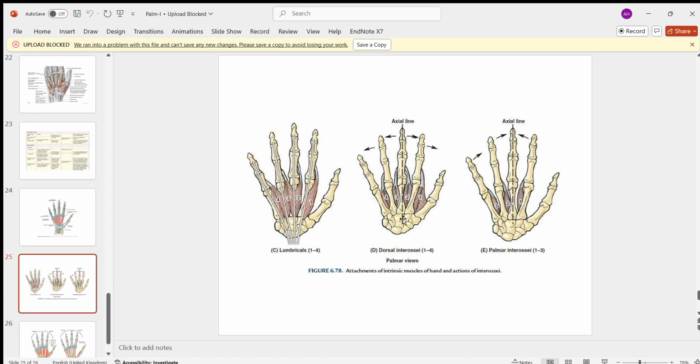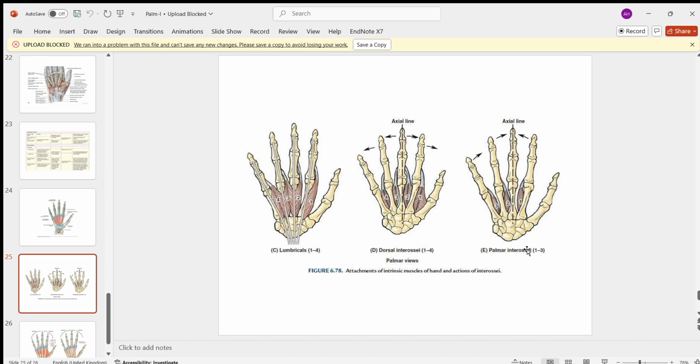In this picture, we can see the lumbricals, the first, second, third, and fourth, and in these two pictures, we can see the dorsal and palmar interossei. The dorsal interossei are four in number, and they cause abduction. The middle finger is the axial line, and the movement away from the midline is called abduction. The movement of the middle finger towards the medial or lateral side is also called abduction.